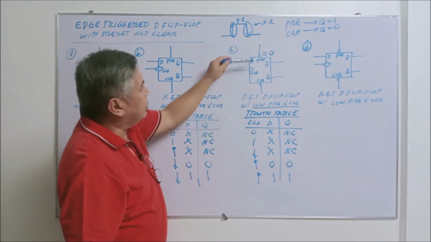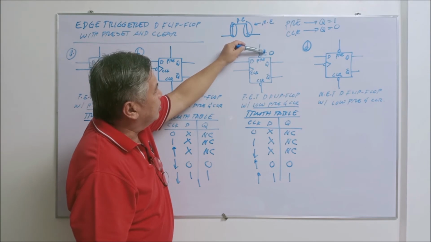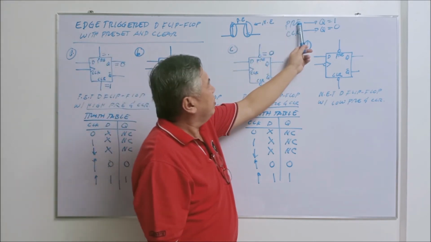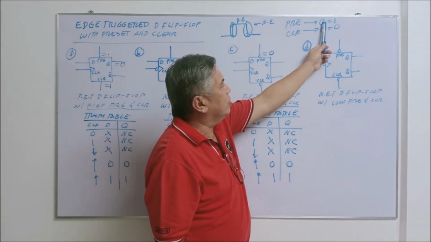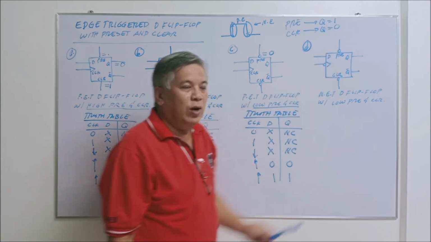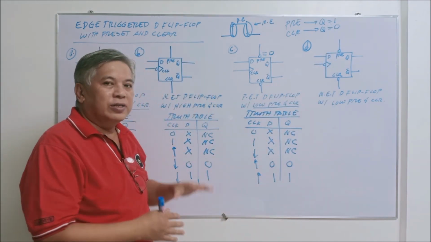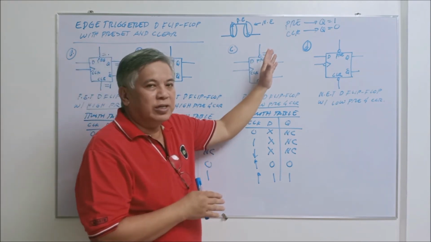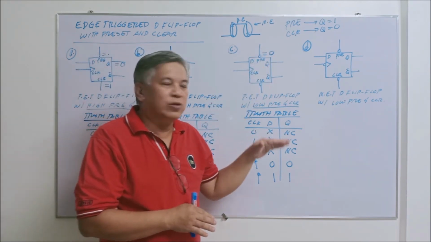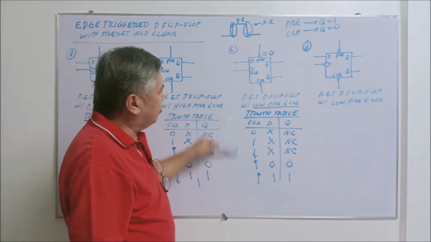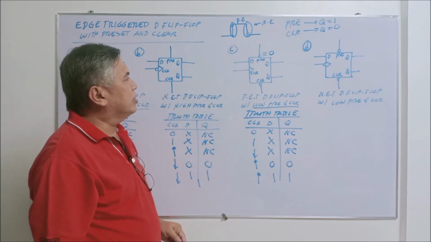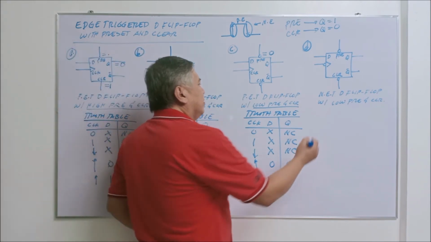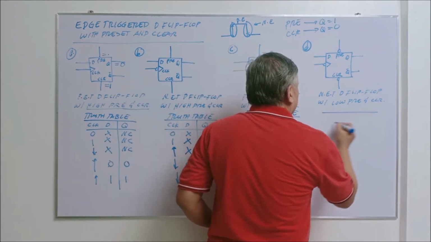So, if preset here is equal to 0, then we will start our initial Q at equal to 1. In our timing diagram later, if we use preset, then our initial Q will start at 1. So, this is for our symbol C. For our symbol D, this will be our truth table.